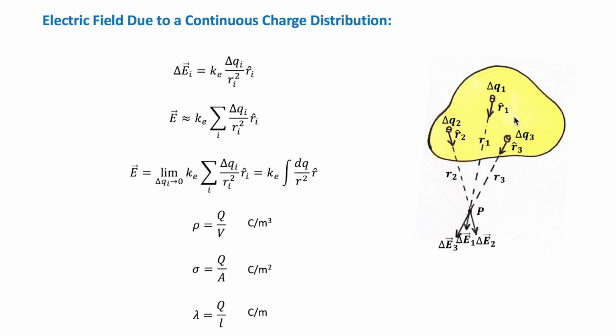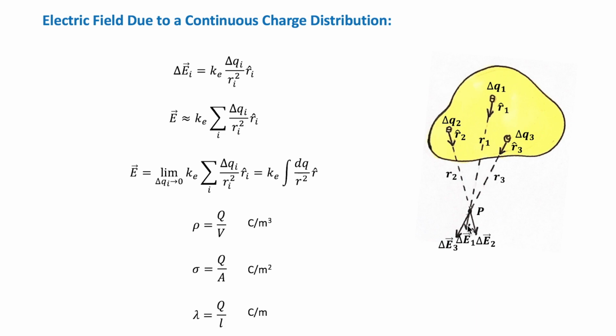So to calculate the electric field due to a continuous charge distribution at a point P, as you can see, the charge distribution is first divided into small elements, each of charge delta q. The electric field due to this element at point P is written as delta E. So delta q2 produces delta E2 and so forth for each source charge at the point P.